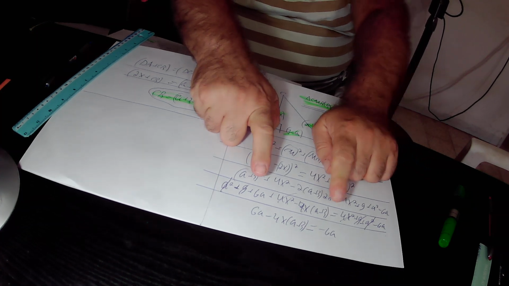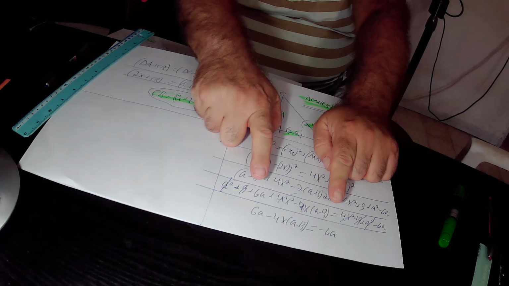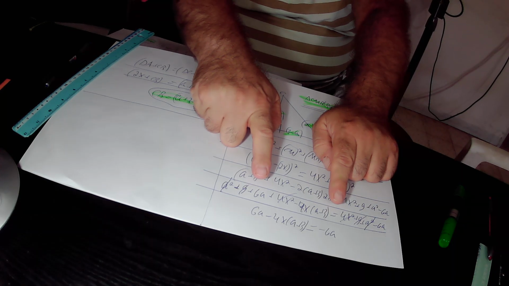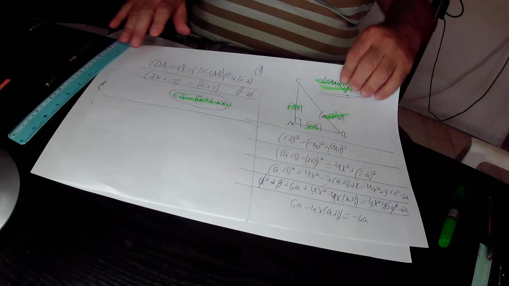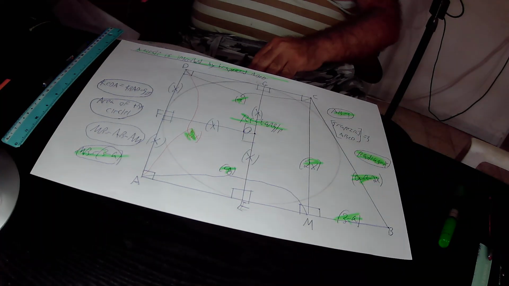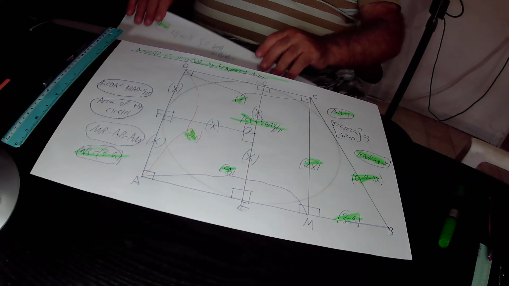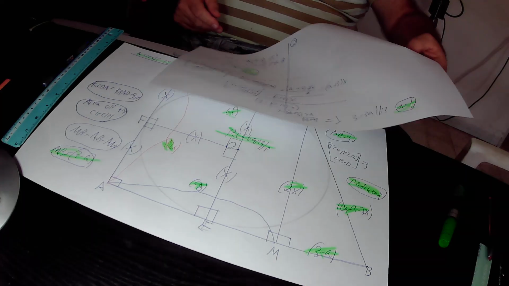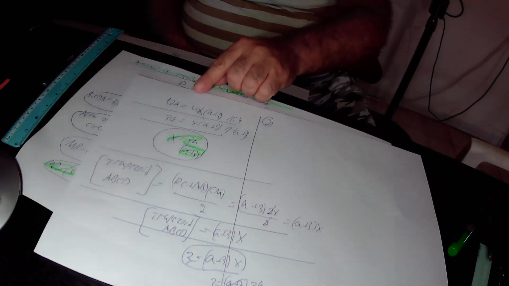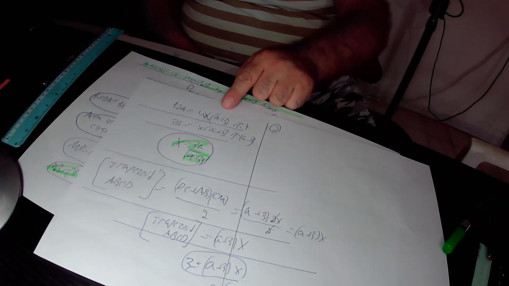We added 6A and 4x squared times A plus 3 simultaneously to this equation, and finally we found out that 12A equals 4x times A plus 3.